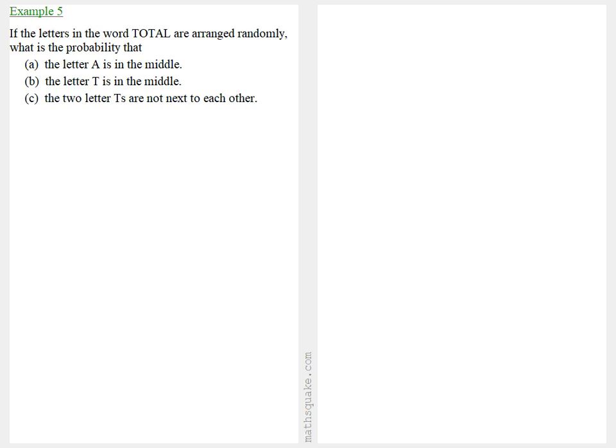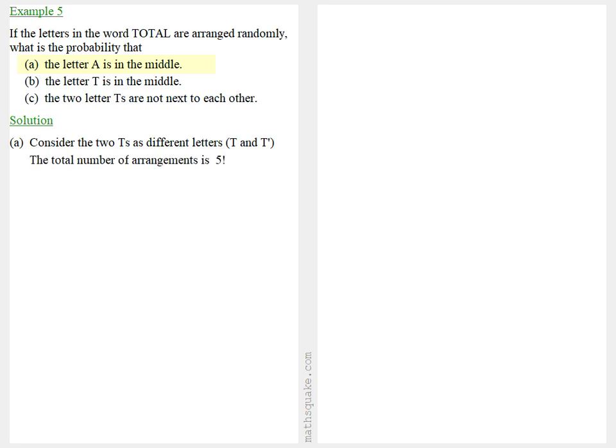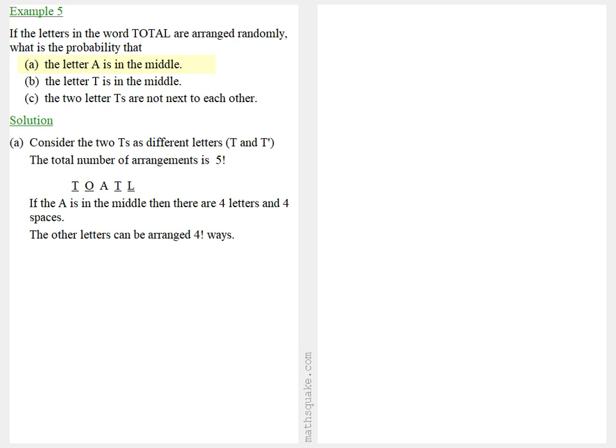In example 5 we're asked, if the letters in the word total are arranged randomly, what's the probability the letter A is in the middle? Well, to solve this, consider the 2 T's as different letters, T and T dash. The total number of arrangements is 5 factorial. If A is in the middle, there are 4 letters and 4 spaces. So the other letters can be arranged in 4 factorial ways.